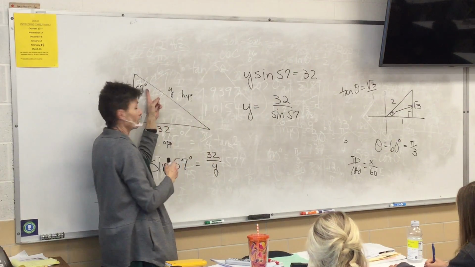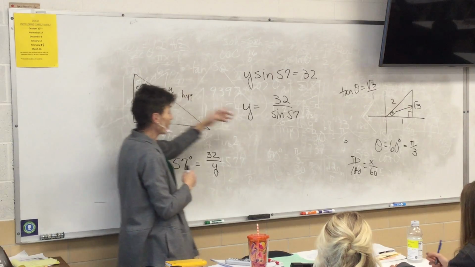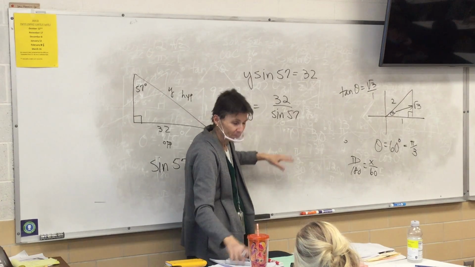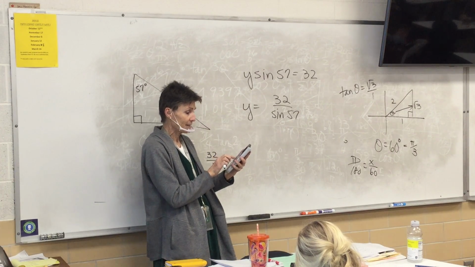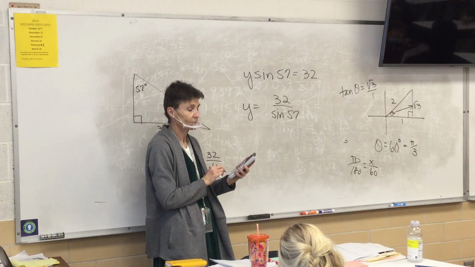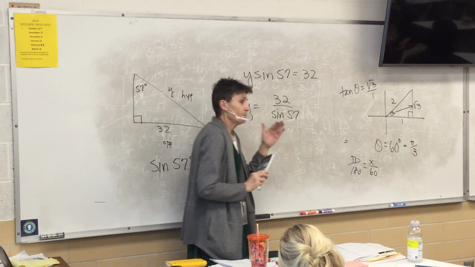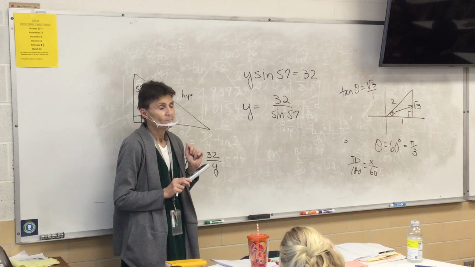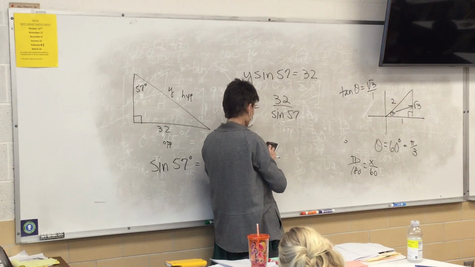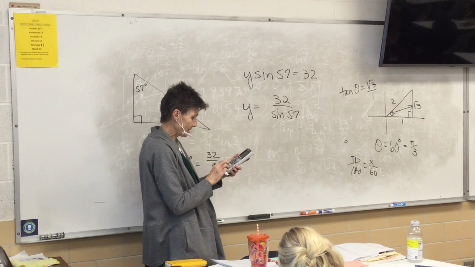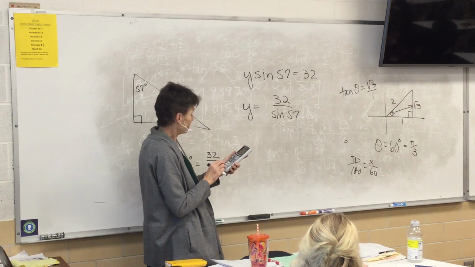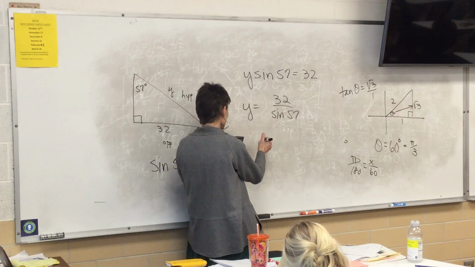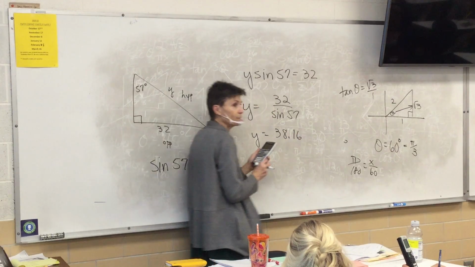That's a degree measure, right? I didn't label it in my equation, but that's a degree measure. So before I go to my calculator, what do I have to do? Make sure it's in degrees. This is so easy to screw up, guys. You've got to pay attention to your mode. As soon as I turn my calculator on in this chapter, I press mode to see what mode I'm in. Once I know I'm in degree mode, I type 32 divided by sine 57. To the nearest hundredth, this is going to be 38.16. Would you agree with me?